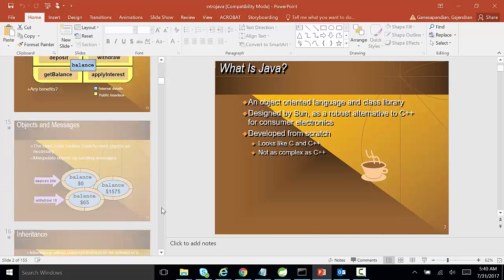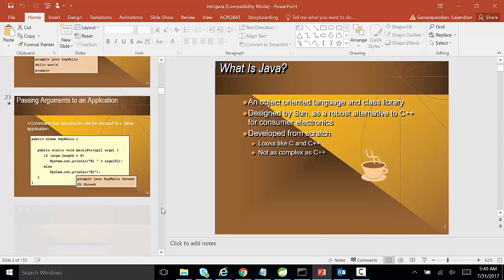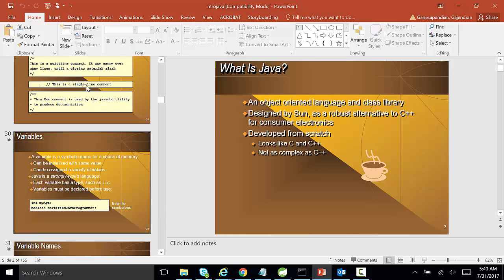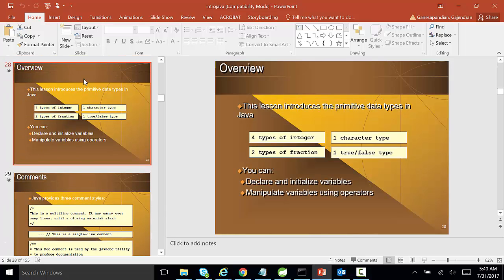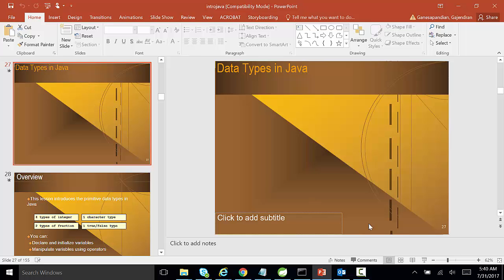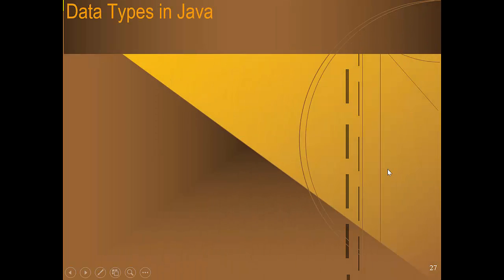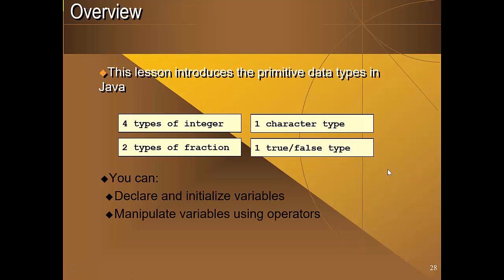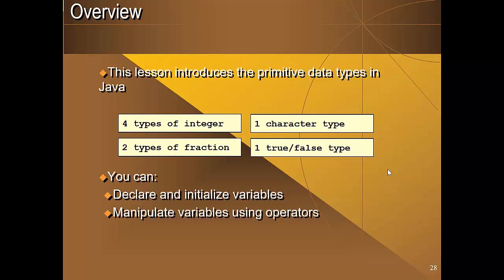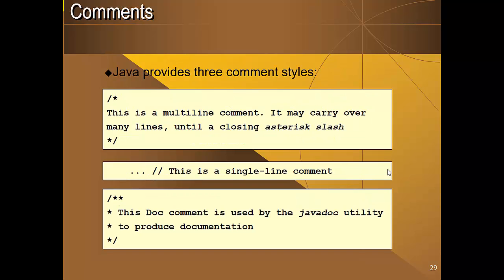There are 8 primitive types. I'll just go to our presentation. There are 8 primitive data types in Java, and we need to look into them. So there are 4 integer data types and 2 fraction types, numbers which have a decimal point, and then there is one character type and one boolean type. So totally there are 8 primitive data types in Java.